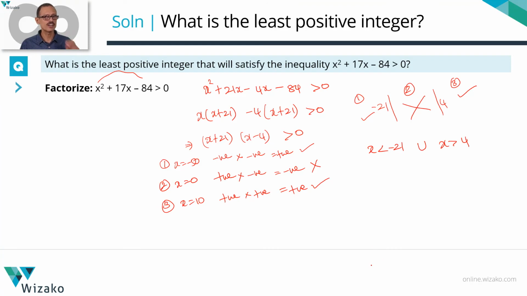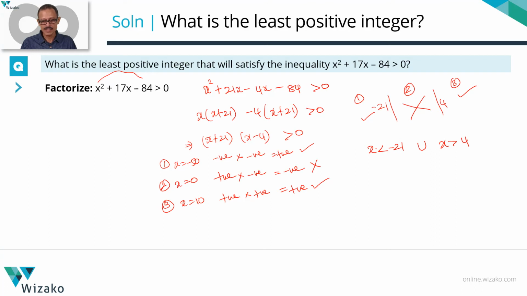So this is how you compute solutions to inequalities of quadratic expression. Now let's solve this question. We know these are the ranges of values for this quadratic expression, the solution set to this. We'll have to find out the least positive integer that will satisfy this inequality.